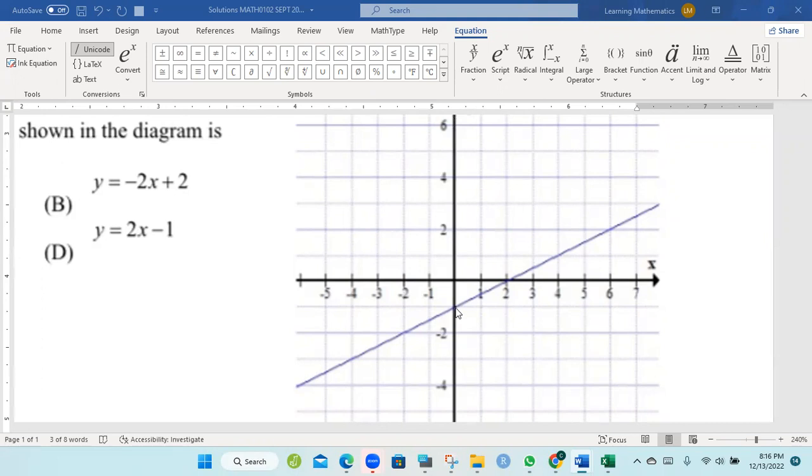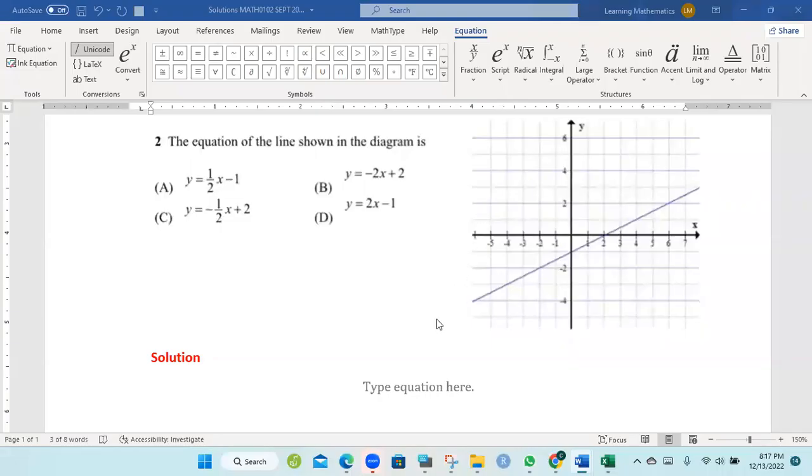So if we increase x from 0 to 1, y increases by a half. Again, if we increase x from 1 to 2, we increase x by 1, y increases by a half. We increase x by 1, y is increasing by a half. So therefore the gradient is a half. The y-intercept is -1 and the gradient is a half. So the answer is A.